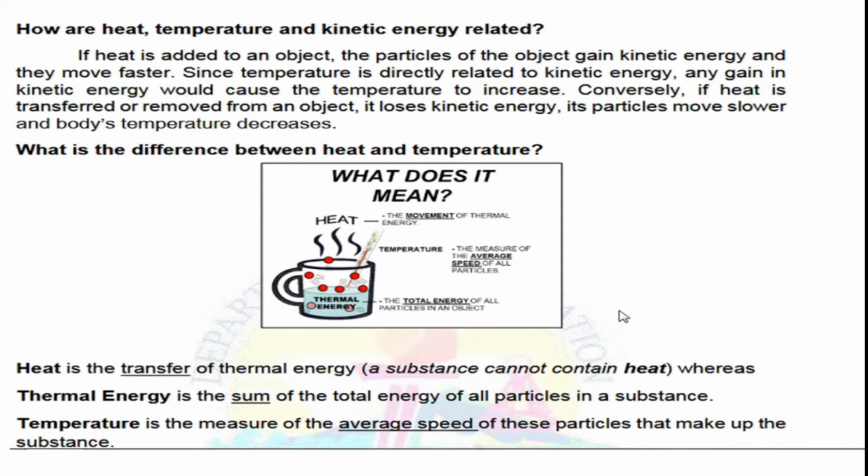Right. So, how are heat, temperature, and kinetic energy related? Alam naman natin ibig sabihin ng heat, di ba? Alam naman natin ibig sabihin ng temperature. So, itong kinetic energy. Let us recall, what is the meaning of kinetic energy? When you say kinetic energy, this is the energy which a body possesses by virtue of being in motion.